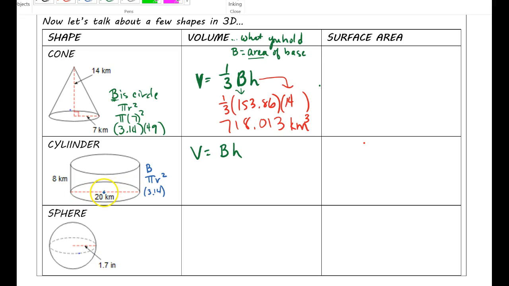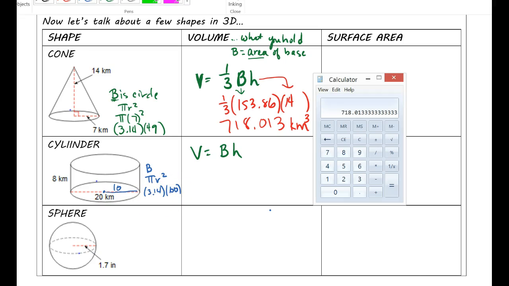My r can only go halfway across, so my r is a 10. It's half of that number. So it's 10 squared, okay? Now 10 squared, what's 10 times 10? Well, that's 100. So now I'm going to grab my calculator and I'm going to type that in.